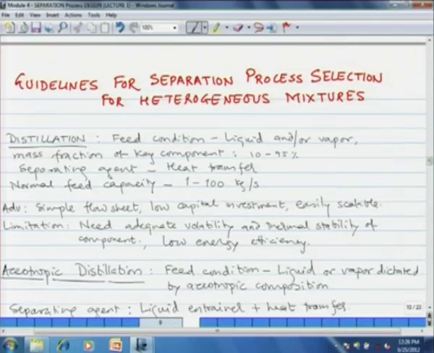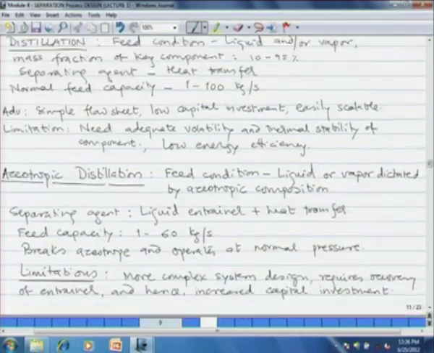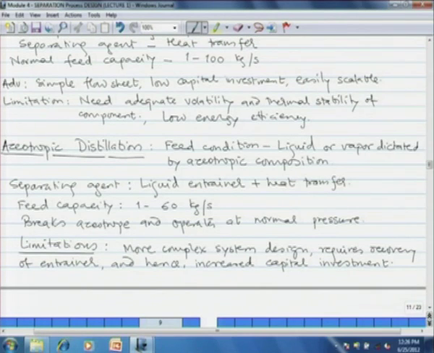Then there is azeotropic distillation. Azeotropic distillation, by definition, is to separate components which have the same volatility. For example, an ethanol water mixture achieves azeotropic composition at about 87 mole percent of ethanol. At that point the relative volatility becomes 1 and no more distillation is applicable. In that case, we have to go for azeotropic distillation.